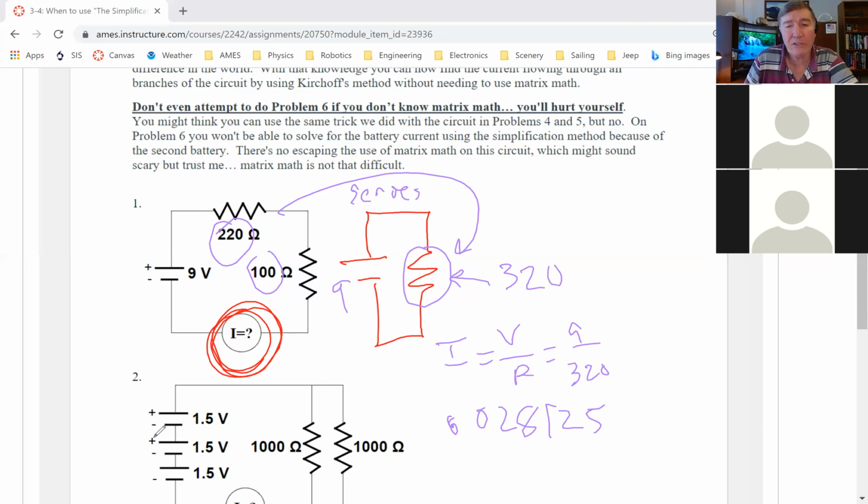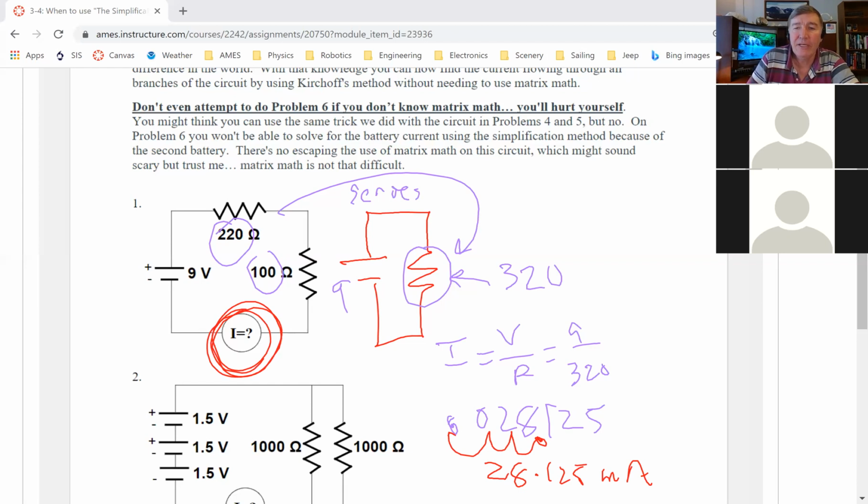And most electricians like their numbers between 1 and 1,000. So if we convert that over into milliamps, we go over 1, 2, 3. So 28.125 milliamps, which is too many sig figs, but let's not get hung up on sig figs for right now. Okay, I like that. That's very good.